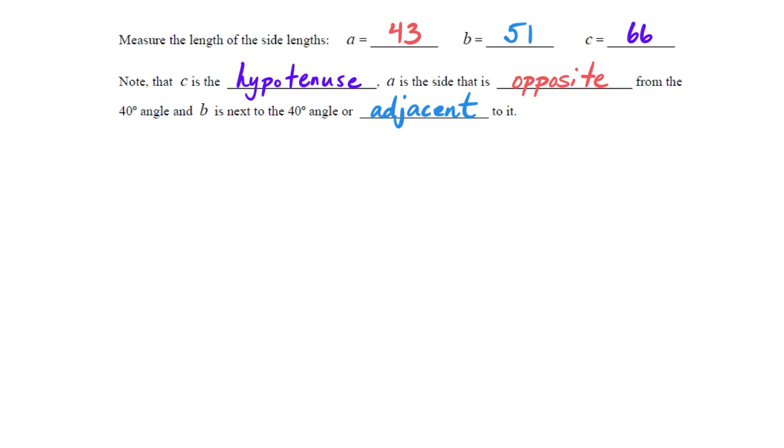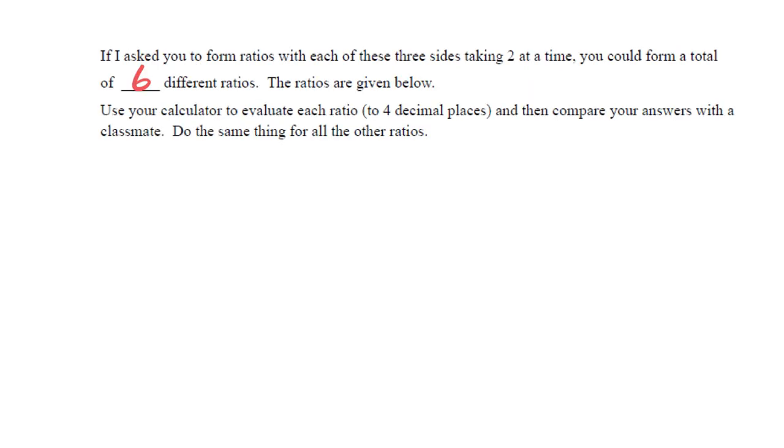Okay, I would like you to do some calculations now. On the back of that page, if I asked you to form ratios, so comparisons with those three sides, taking two at a time, then you could form a total of 6 different ratios. And you'll see those on your page. I've given them below. What I want you to do, use your calculator to evaluate each one of those ratios. I want you to round it to 4 decimal places. And then compare your answers with a classmate. Do the same thing for all the other ratios.